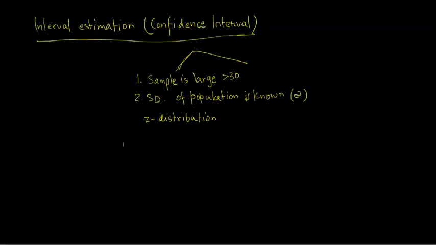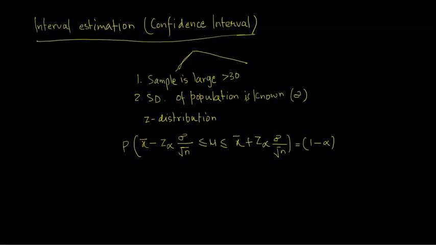And the formula for this is going to be something of that sort. Probability that x bar minus z alpha, and now it is going to be the standard deviation of the population divided by square root n, is less than or equal to mu, is less than or equal to x bar plus z alpha sigma divided by square root n, is equal to 1 minus alpha.